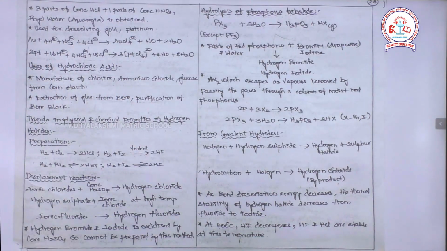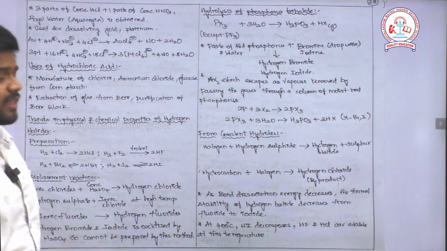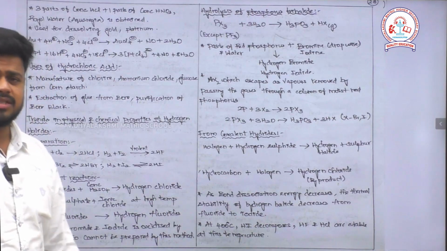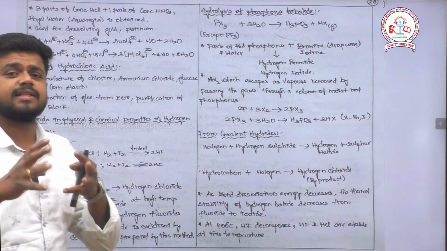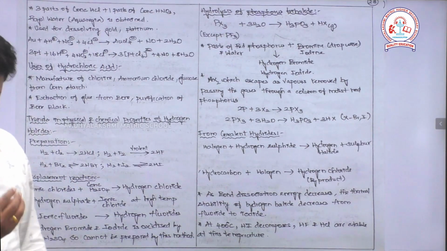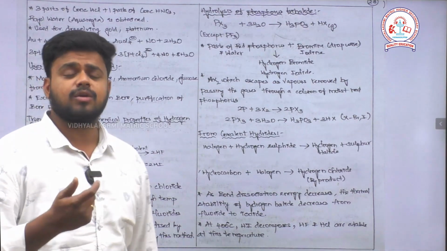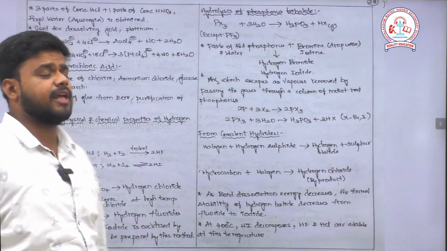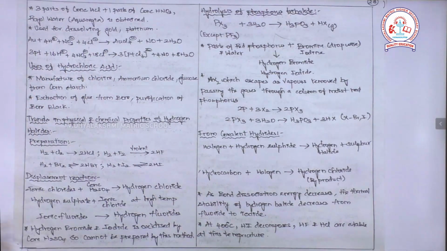So those are the uses. Then it is widely used to extract glue from bone. Glue is the one which actually connects the patella and the bone. Then the purification of bone black. There is a deposition of charcoal, so you are able to remove it with the help of this hydrochloric acid. So this is what the uses of hydrochloric acid are.